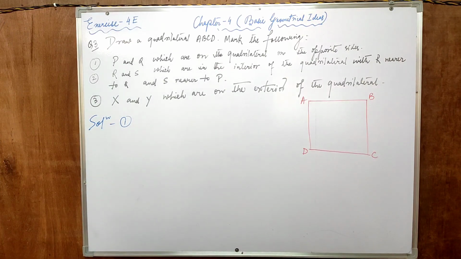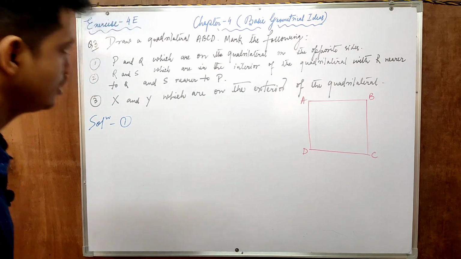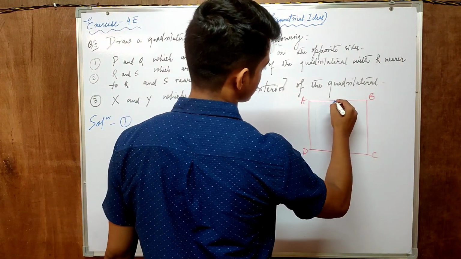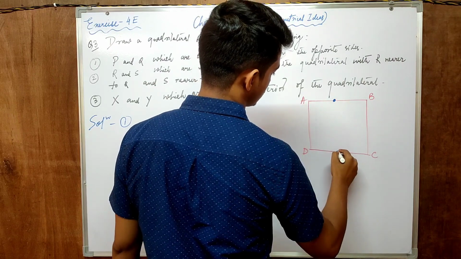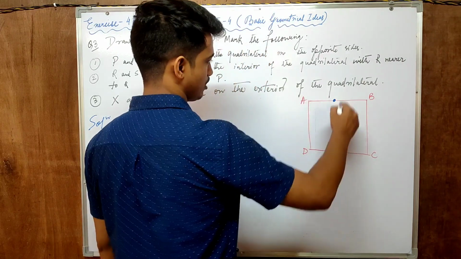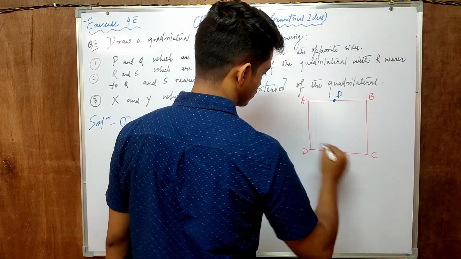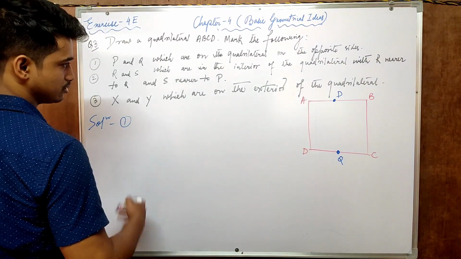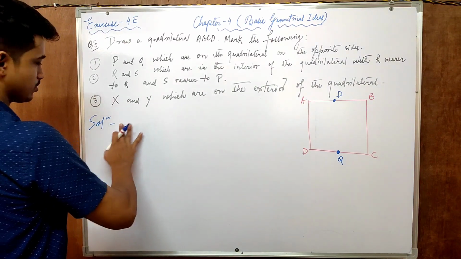P and Q which are on the quadrilateral on the opposite sides. So let's say P is over here, Q is over here, opposite sides. First part is done. Second part is already covered, so no need to write this part.